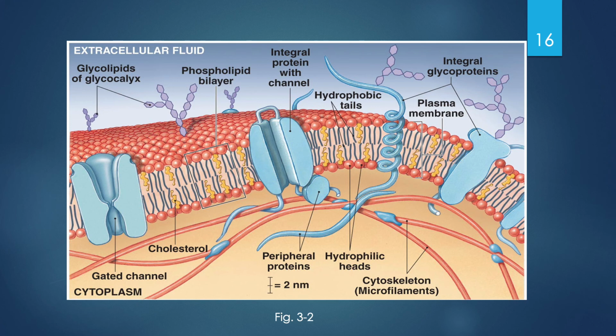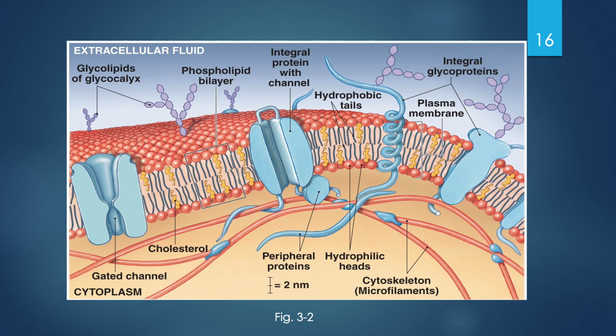You'll also see these little yellow goobs that are stuck in between the phospholipids, and these are cholesterol. That's there to help stiffen and support the wall. We also have, on the left, the largest structure that you see, a gated channel, and that's one mechanism of passing larger molecules through the plasma membrane. In the center, we have an integral protein with a channel. So remember, integral proteins are those that are integrated into the wall.